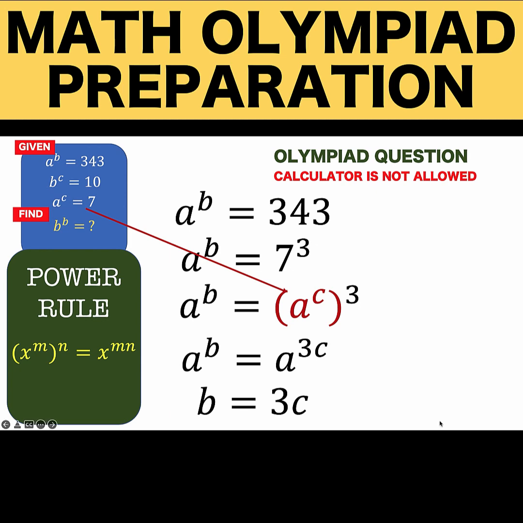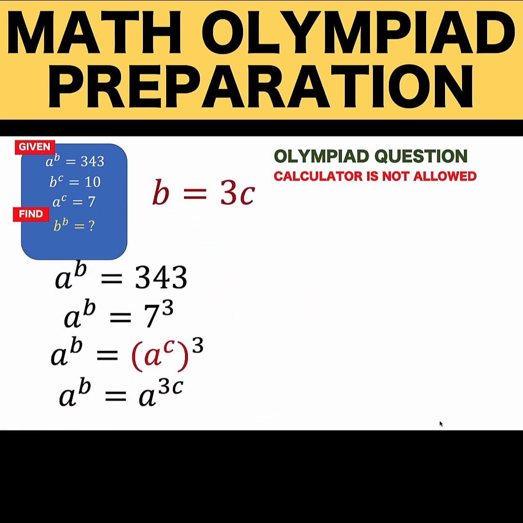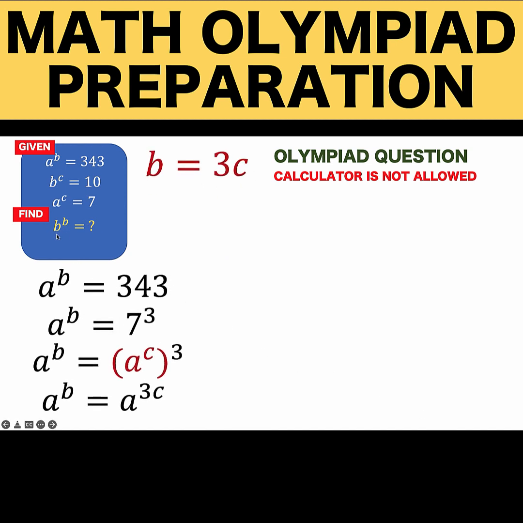Now let's remember these values. Let us recall that what we are looking for here is the value of b raised to b. So we can begin with this identity. Any number is equal to itself. But we know that the value of b is equal to 3c. So we can replace this b by 3c to arrive at this equation.